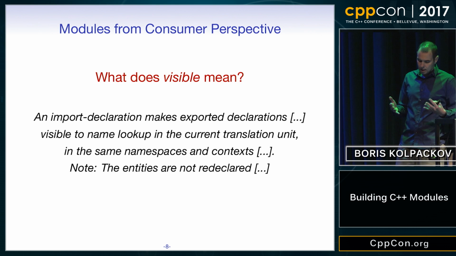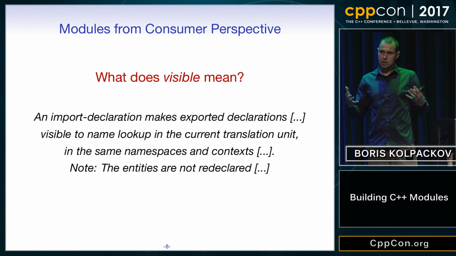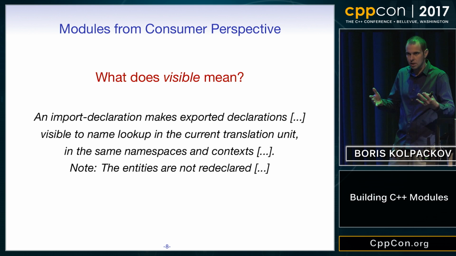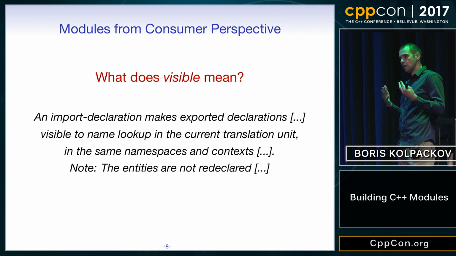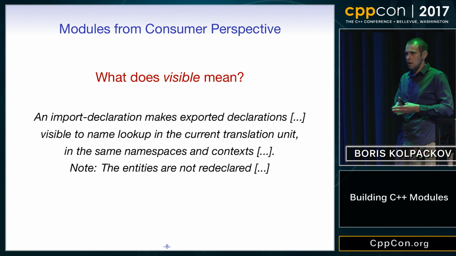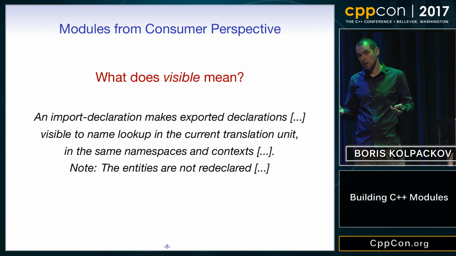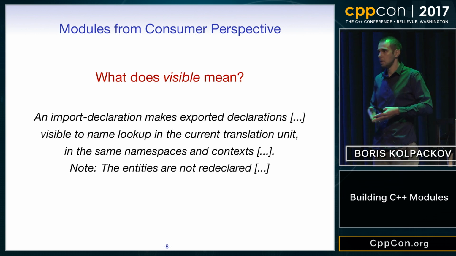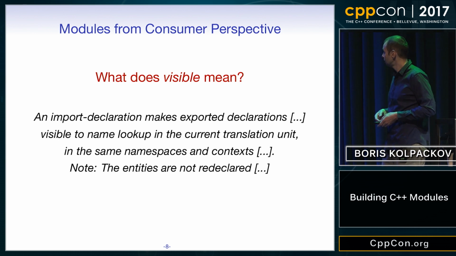One intuitive way I like to think about it is, imagine you had a single giant translation unit where you copied all your modules and all their consumers in this one big file. So in this single translation unit, nothing will be redeclared. You will only have one copy of everything. And everyone will see declarations in exactly the same way, in exactly the same namespaces and contexts.